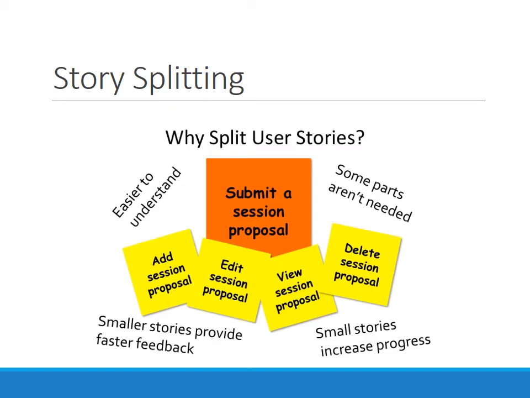So what is story splitting? Why would we split user stories? In this example, the orange post-it note just simply says submit a session proposal. It's not even written in the typical user story format, but it has an idea out there. And then the yellow post-it notes represent possible story splits where you would individually do add, edit, view, and delete proposals. Now, this may or may not be the right thing here, but why you would split a story is to get something more manageable, something smaller that you can get feedback on, something that you can follow the INVEST model on, where it's independent and provides individual value that you can make small enough to get done quickly.